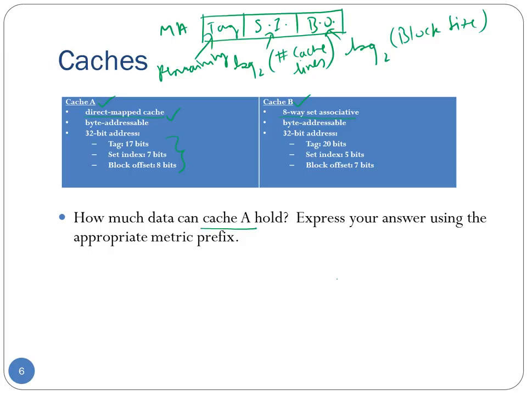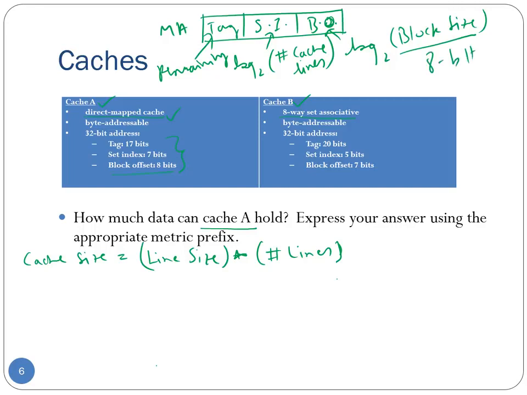So how do you find the size? Cache size is basically the line size, the size of each line, multiplied by the number of lines. The line size can be derived from the block offset. The block offset is log base 2 of the block size, and the block size is basically the line size. So if the block offset, as the question says, has 8 bits, what would be the size of the block? The line size would be 2 to the power 8.